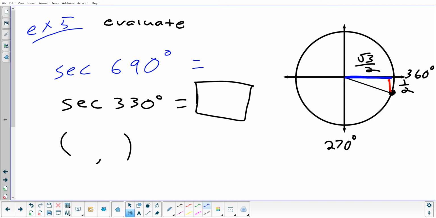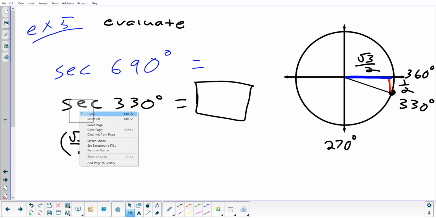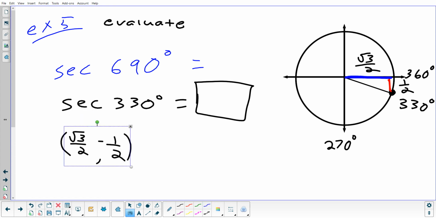Alright, so John, what's going to be my coordinate for 330 degrees? It would be square root of 3 over 2, negative 1/2. Yep, perfect. Not that the negative really matters in this problem because we're looking for secant. Secant is when you flip the x. So even if you forgot the negative, you'd lose points because you'd get the coordinate wrong. But you could still get the secant right because the secant only depends on the root 3 over 2.